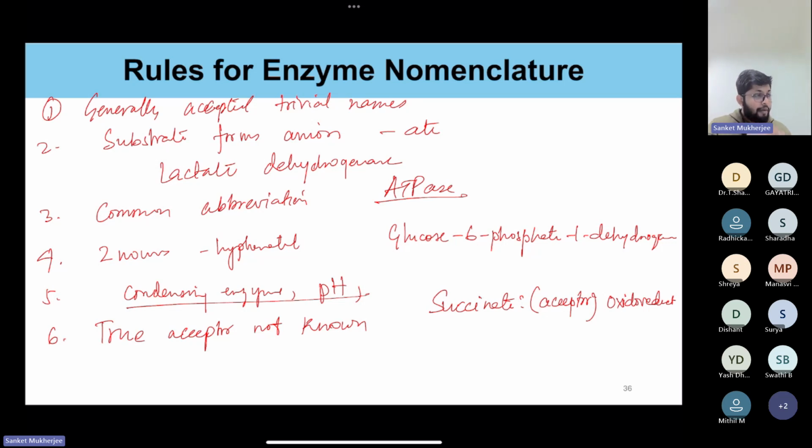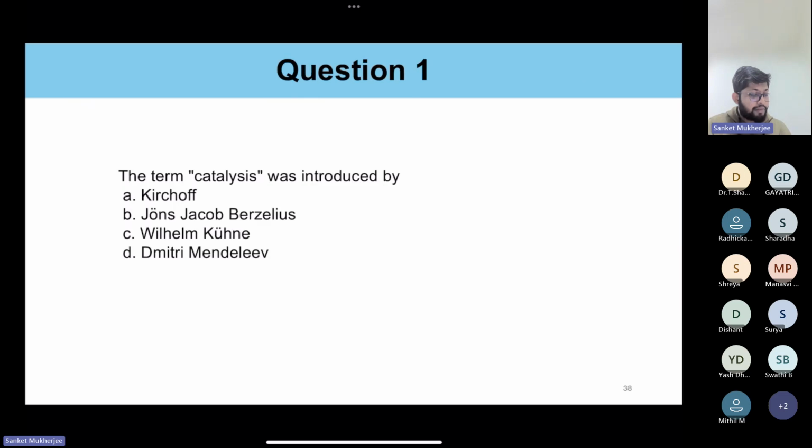And in case of systemic names, it should have two parts. So as I already told you, the name of the substrate, and then the process, how the enzyme works, or the type of reaction, which should end with an ase. That is ideally the rules for nomenclature.